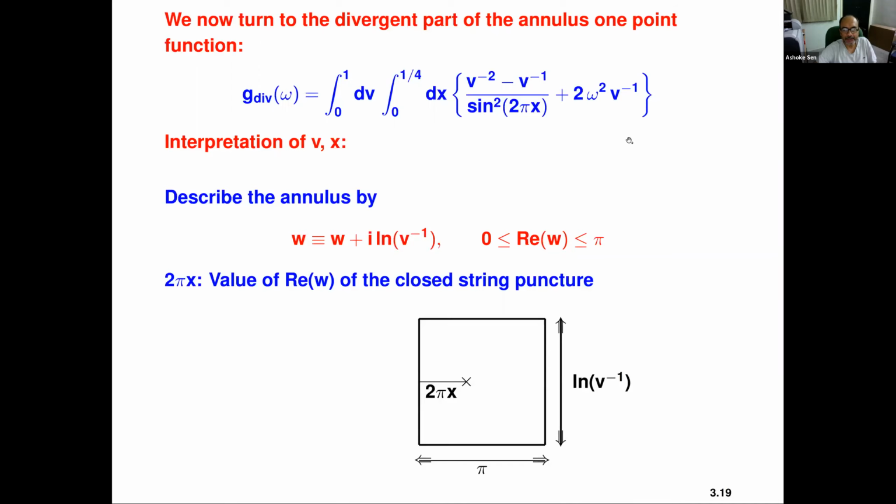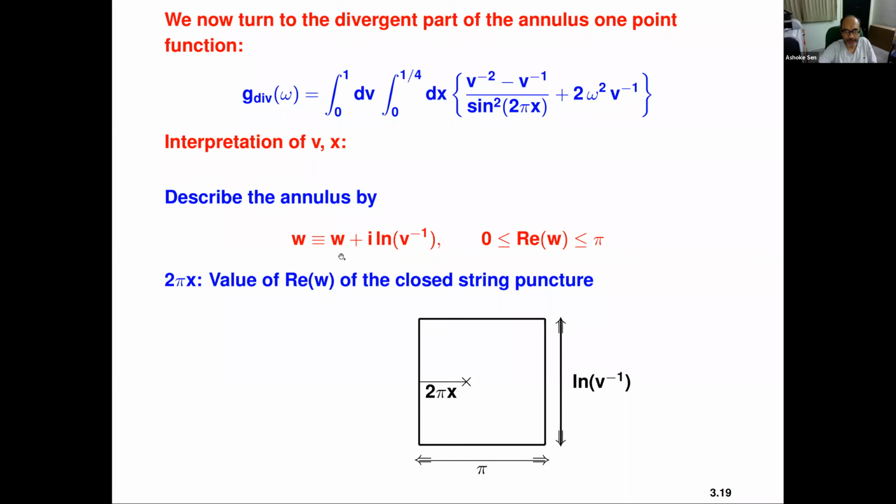So first, let me give the interpretation of these parameters, because that's important. Ultimately you want to relate V and X to some Q1 and Q2, the Qs of two propagators. So for this, it's important to know what V and X are geometrically. So the interpretation of V is given here.